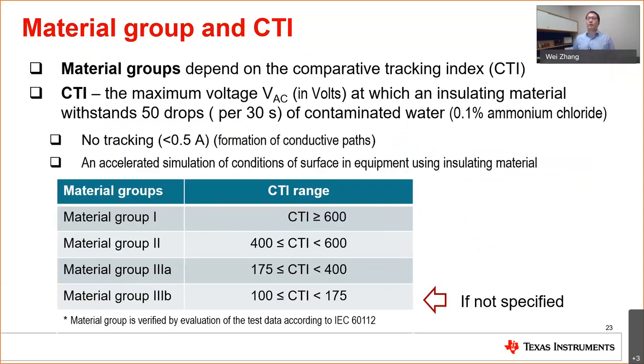Next one is the material group and the CTI. Material group depends on the comparative tracking index, or CTI. And how do we test CTI? For all the detailed information, please go to IEC 60112. But here it is really testing the maximum VAC voltage which the insulation material withstands with 50 drops, one per 30 seconds, of contaminated water that has certain kinds of chemical residue. And you have to make sure there is no tracking at less than 0.5 amps. It is an accelerated simulation condition.